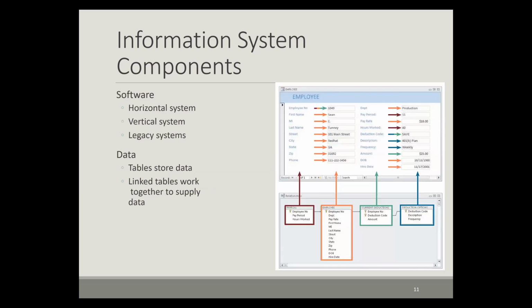The next thing, when we talk about software, we can have horizontal systems, vertical systems, and legacy systems. These are just terms that we use. A horizontal system is a system that we use in each department in the organization. For example, the accounting department uses Excel. They use a database to store the accounting data.